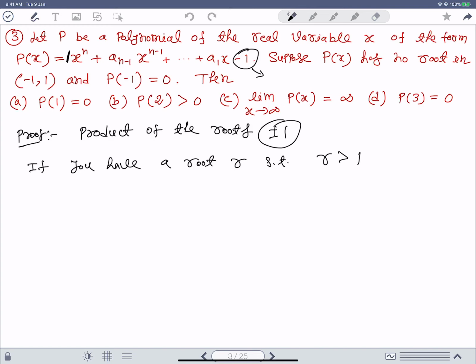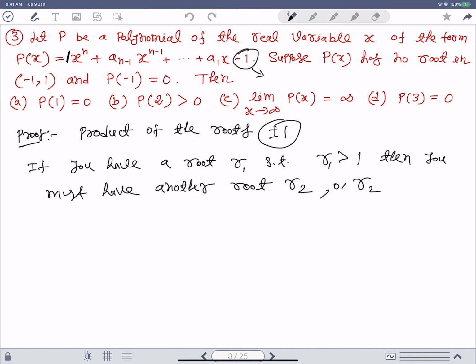Anyway, you just need that plus or minus 1, that modulus value is 1, that is fine. But the main aim is if you have a root r which is bigger than 1, then you must have another root, say r2, such that r2 is less than 1, otherwise the product will not be 1. Fine. Is it clear?